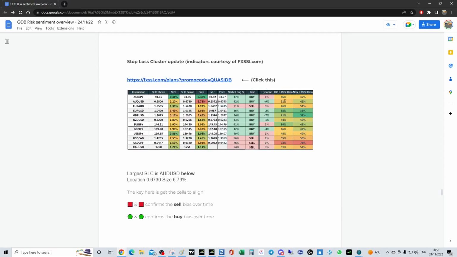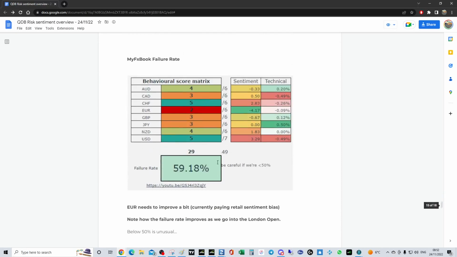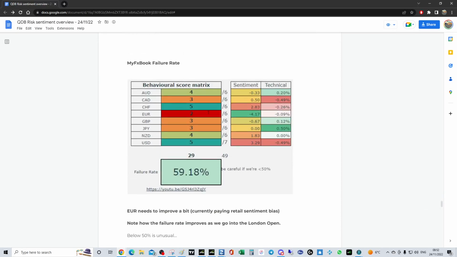Liquidity targets, quite a lot of movement. Aussie USD was the largest mover and also the largest stop loss cluster below. And we'll look at the SLCs closely for the Patreon video. So we'll just talk about that when we get there. And Aussie is currently, Euro is paying the retail guys. They shorted it and price is going down. So it should be going up. The price should be going up. So we can check that actually.